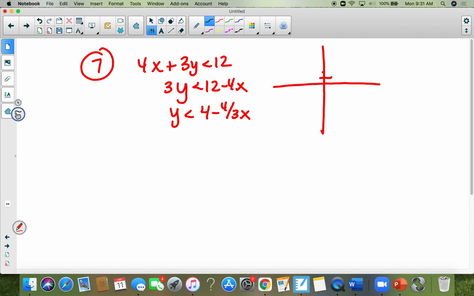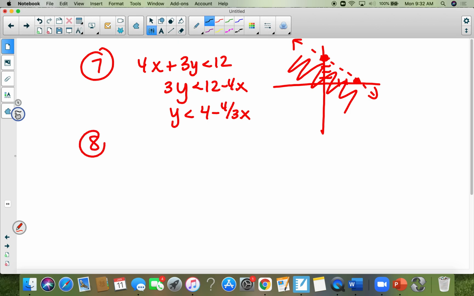I put my first dot at 4, which is the y-intercept, and then I go down 4 and over 3, which is right here. It needs to be a dotted line because there's no line underneath it, and everything less than that needs to be shaded in for number 7.